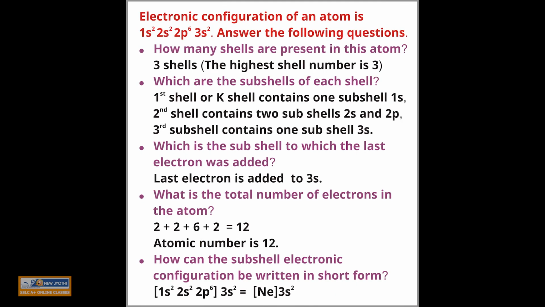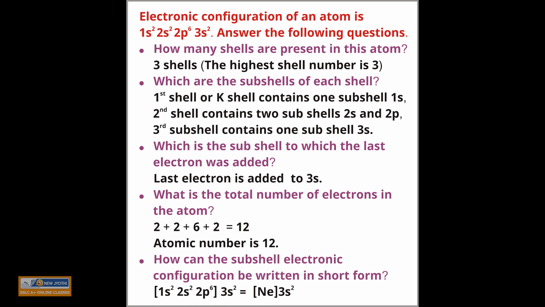Now, let us discuss a question. Electronic configuration of atom is 1s2, 2s2, 2p6, 3s2. Answer the following questions. How many shells are present in this atom? 1s2, 2s2, 2p6, 3s2. So 3 shells. This can be found by knowing the highest shell number, that is 3. So there are 3 shells.